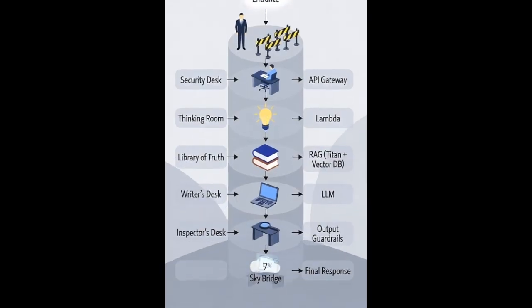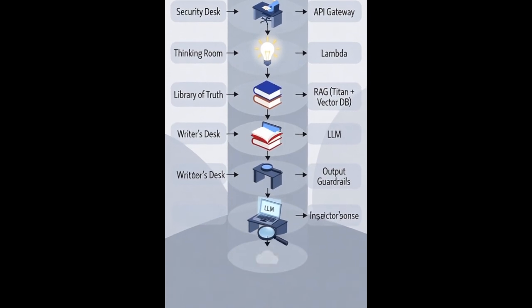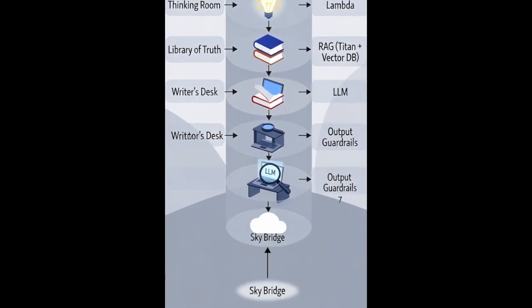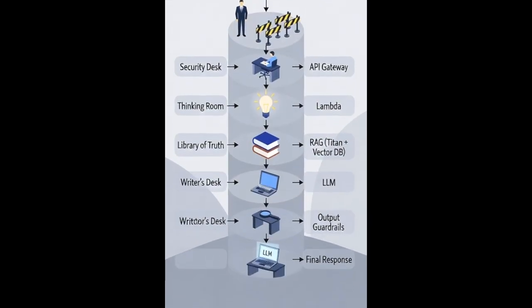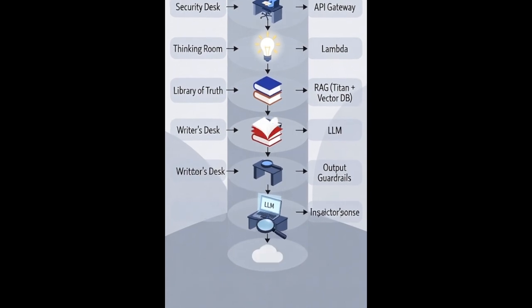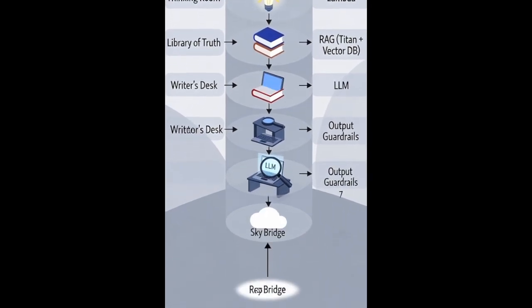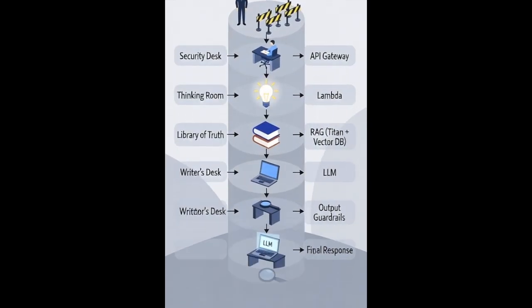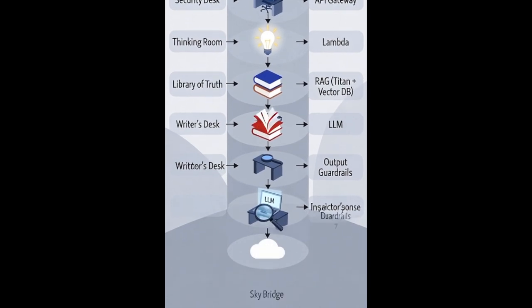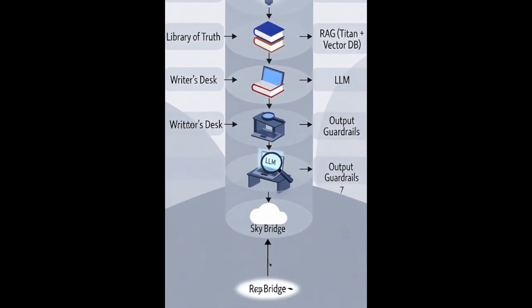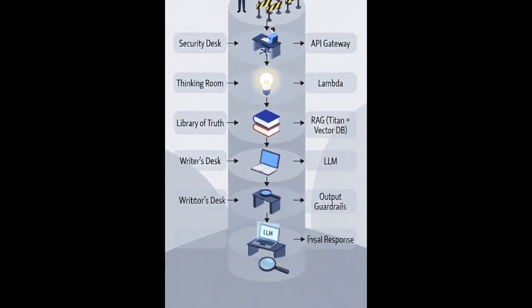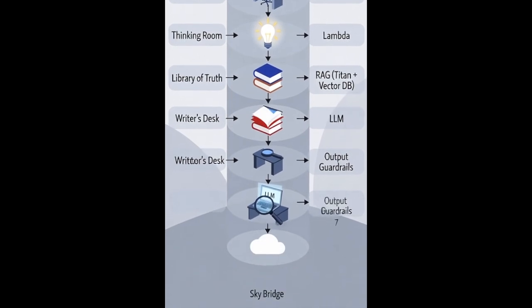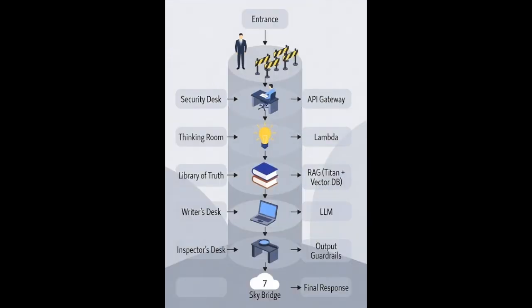The memory lock: exam cheat code. Picture the building again. Entrance: input guardrails. Desk: API gateway. Brain: Lambda. Library: RAG. Writer: LLM. Inspector: output guardrails. Bridge: safe response. If you can walk through this tower in your head, you can answer any exam question about guardrails, RAG, compliance, regulated industries, safety enforcement, and hallucination prevention.